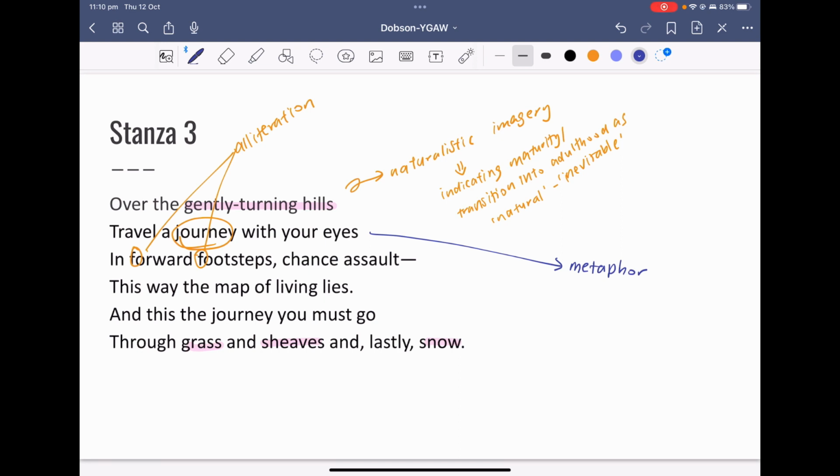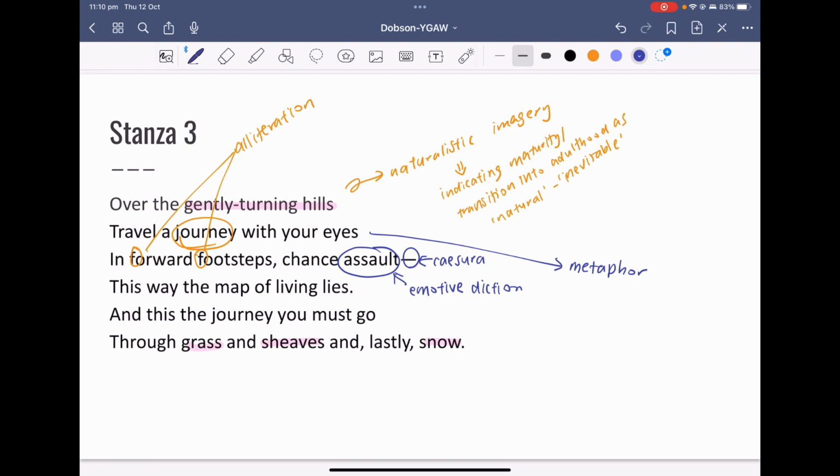Chance assault. Now, I think the diction is quite strong here. So the emotive diction that is coupled together with the caesura here. So it creates a sense of brokenness in the middle of the stanza.